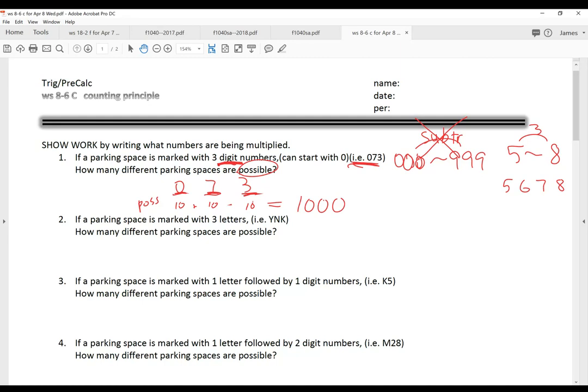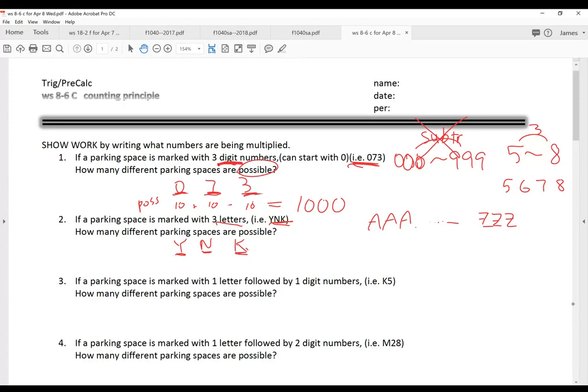Okay, let's try number 2. Now we're going to mark the space with 3 letters. So that means you're going to start with AAA, and then AAB, AAC, AAD, all the way up to ZZZ. Okay, so how many spaces can you mark? The example that I gave is YAK. So again, there are 3 spaces to fill. Sometimes you're not sure how many spaces to fill. Just come up with an example of what they're trying to say, and then you should be able to tell. So there are 3 spaces to fill.